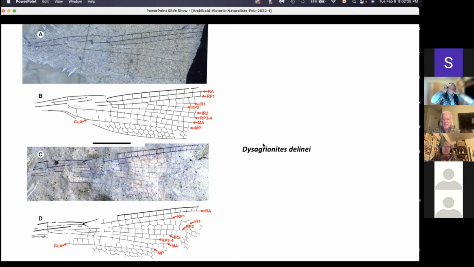It doesn't have a diagnosis. It doesn't have a type species. It just has a definition. And the definition of Dysagrionides is all of those species which we can define as belonging to Dysagrionidae, which we can't fit to genus. So we're figuring that as better specimens are known, this will go into either an existing genus or a new genus. We don't know which.